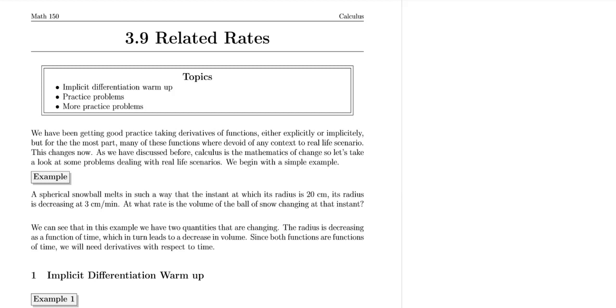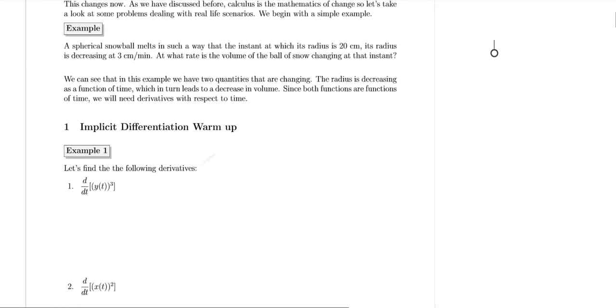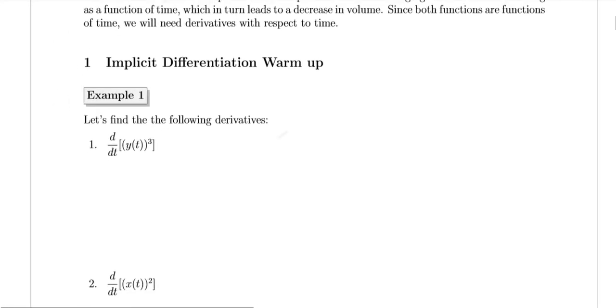Because if you decrease the radius of a sphere, then you would also be decreasing its volume. Now, notice here that both are functions of time. In this case, they're both decreasing as time progresses. So we will be needing derivatives with respect to time. Now, before we solve this problem, I want to have a little bit of a warm-up here with implicit differentiation. So let's take a look at this problem here.